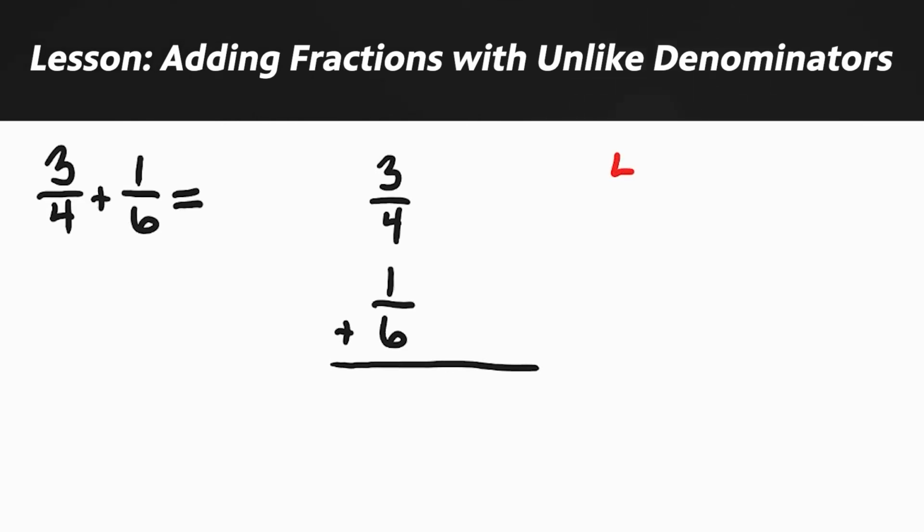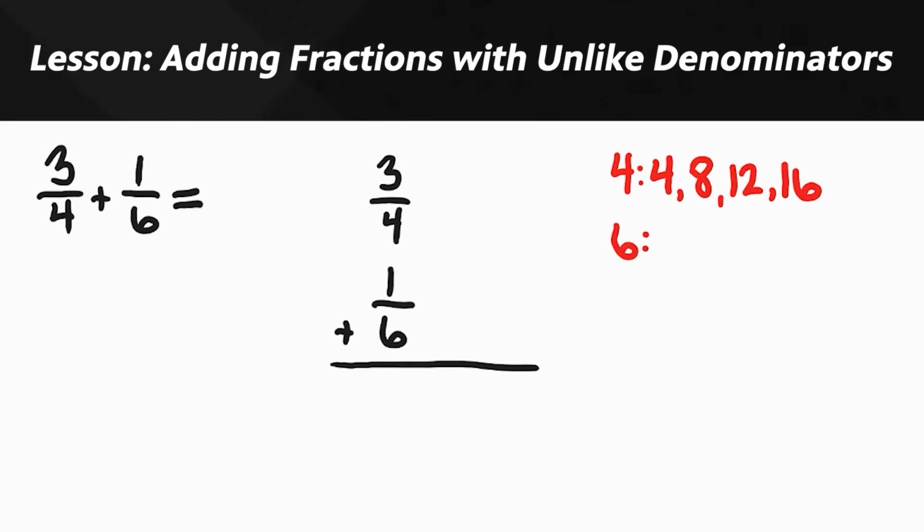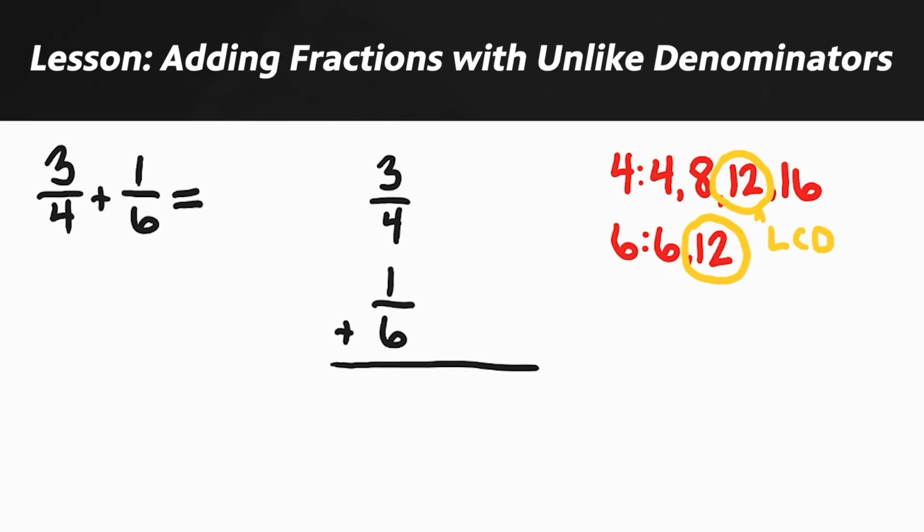Let's list out the multiples of our denominators. First, let's list a couple of the 4s. 4, 8, 12, 16. If you're wondering how many of them to list out, there's no perfect answer. I just recommend you do the first 3 or 4 and see if there's a match. For 6s now, let's list them. 6, 12, and oh, there's the match. Let's circle the 12s. So each new fraction will have a denominator of 12.